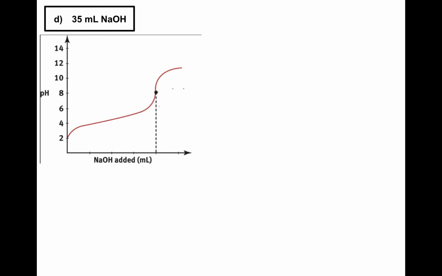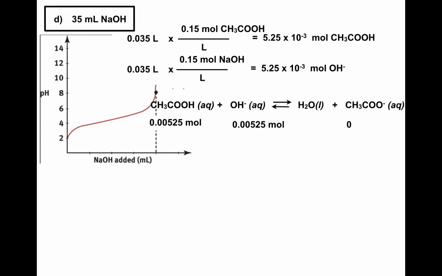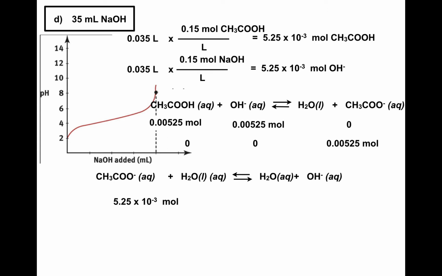All right, at point D, we're adding 35 milliliters of sodium hydroxide. So I skipped C and went right to the equivalence point. So when I have 35 milliliters of sodium hydroxide added to the 35 milliliters of acetic acid, I have enough moles of hydroxide to burn up all the acetic acid. So we burn up the acetic acid and I convert to moles of acetate. So what's in the solution affecting the pH at this point? It's the acetate. So this is a Kb problem.